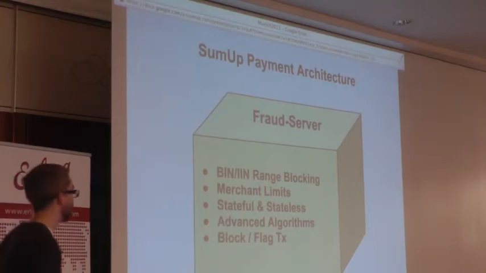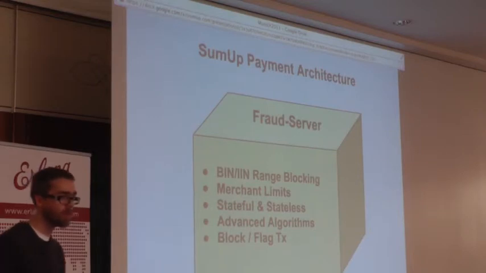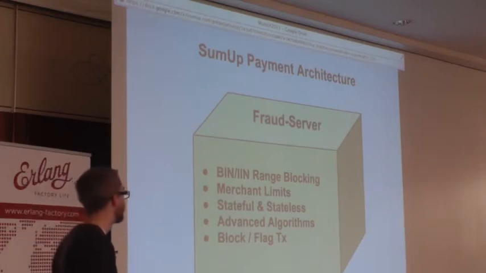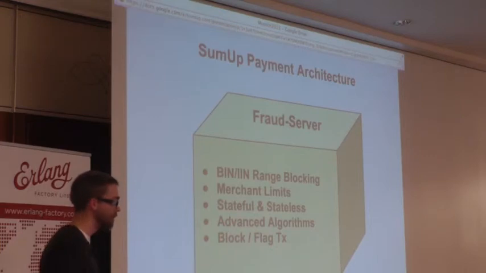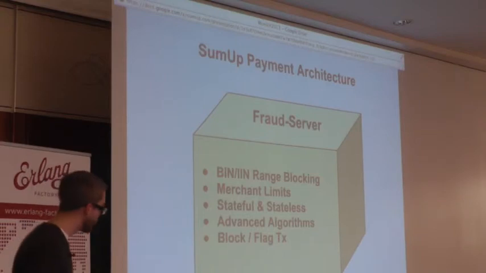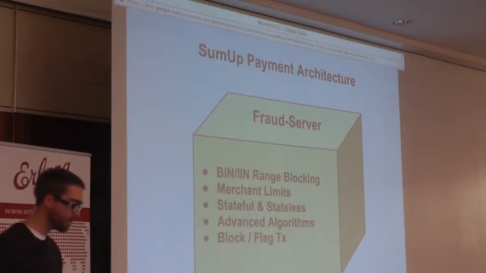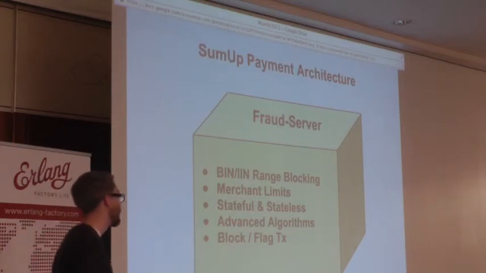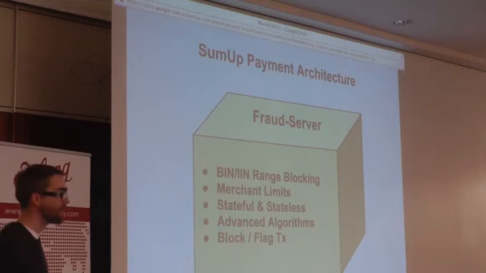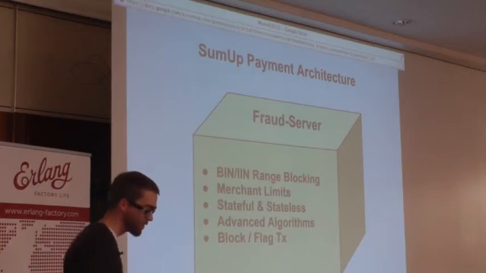Some of our algorithms are stateful, some are stateless. This bin ranging, for example, doesn't care about the history of the merchant or the history of one particular credit card. It will just look at the first 6 numbers and see if it matches the rule. But some of the more advanced algorithms will have a state. You want to track behaviors of an individual card. If a merchant which has registered as a taxi driver suddenly starts receiving credit card transactions for millions of euro, you probably want to detect that somehow.